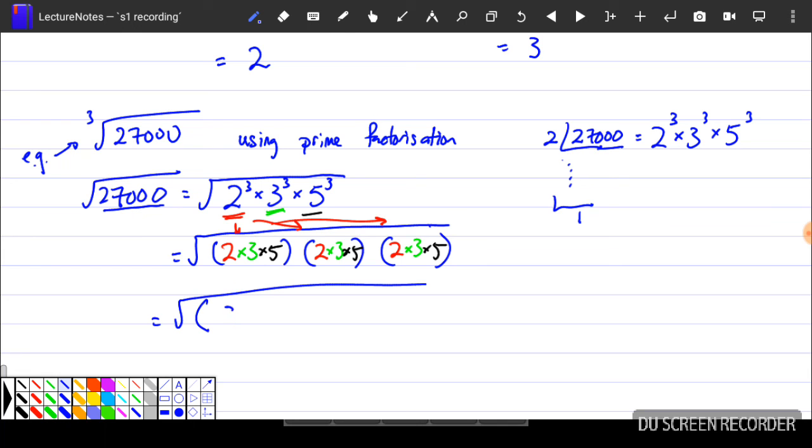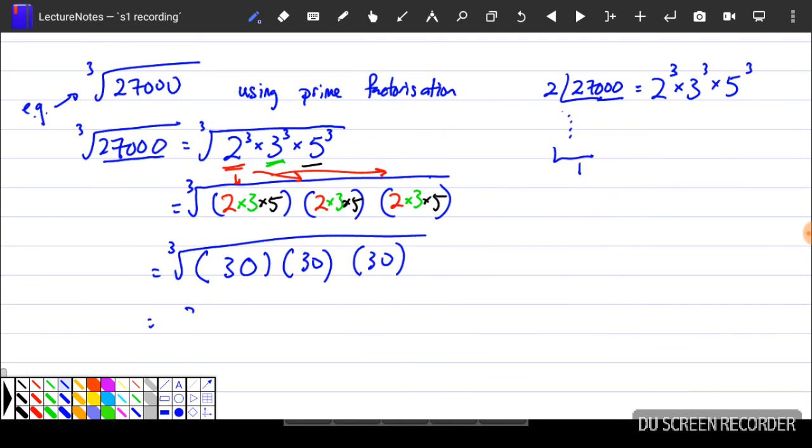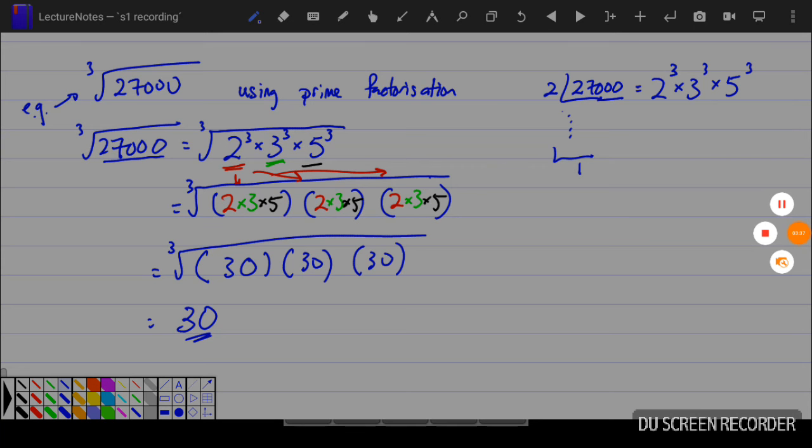I work out a number. This was 30 times 30 times 30, and I know that if I were to do a cube root, I forgot to write the 3. Without the 3 it becomes square root, so just take note. So then now this will be 30, right? And I think you are good to try the rest of the questions yourself.